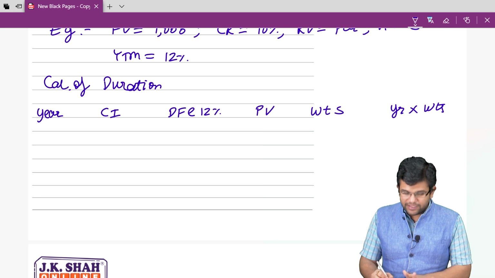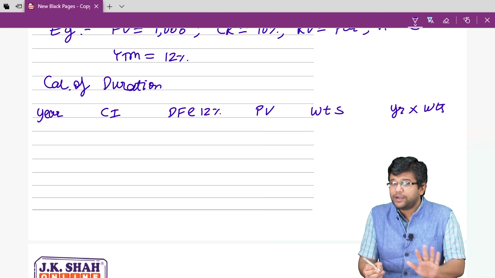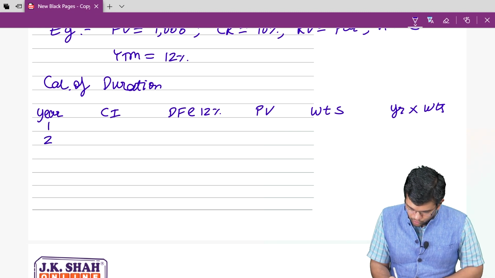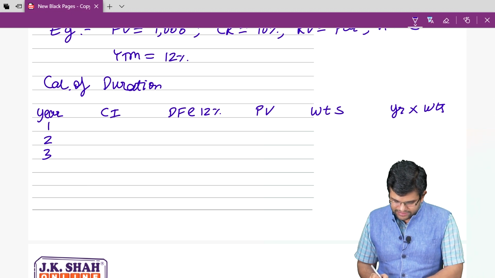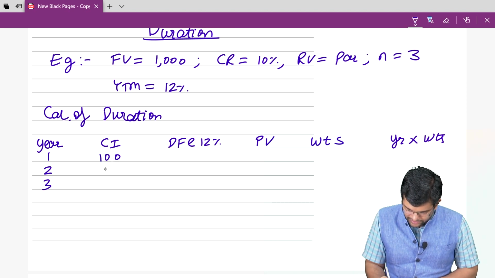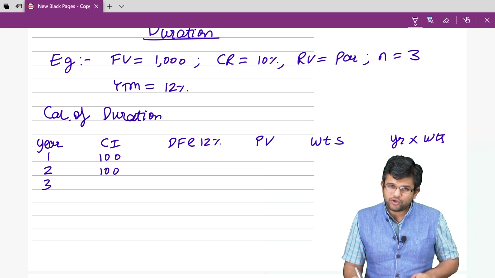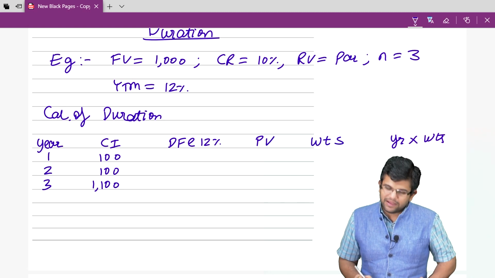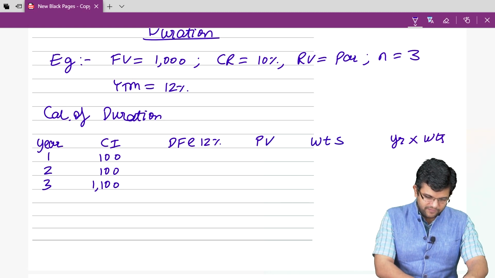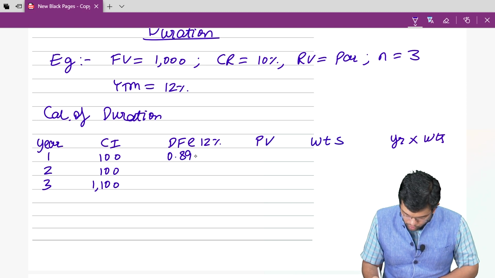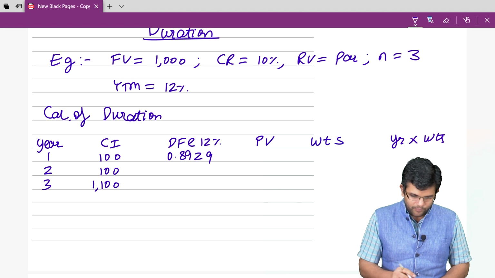Okay, so children, this we have discussed in detail in the past. I'm not going into the details of the concept here, just showing you the numbers. So children, here we'll write down 1, 2 and 3. In cash inflows, children, do you understand that this particular bond, 1000 rupees is the face value and coupon rate is 10%. So children, 100, and then considering redemption is also at par, that is 1000 plus 100, that is 1100 is the final cash flow. Now the discounting factor at the rate 12%, 1 divided by 1.12, this will be 0.8929, not 0.8923, 0.8929.